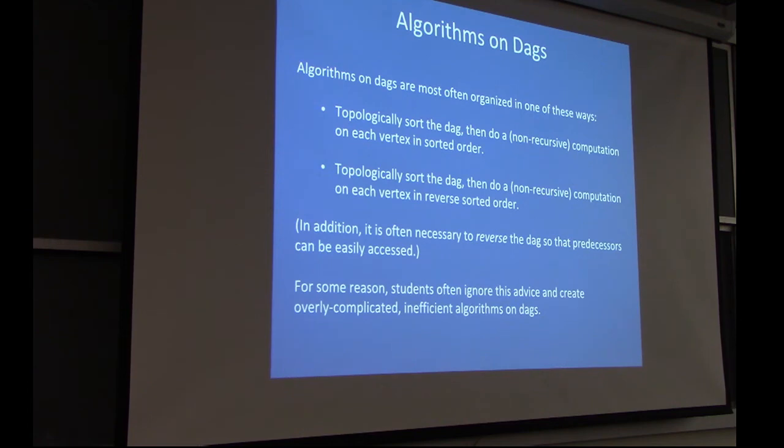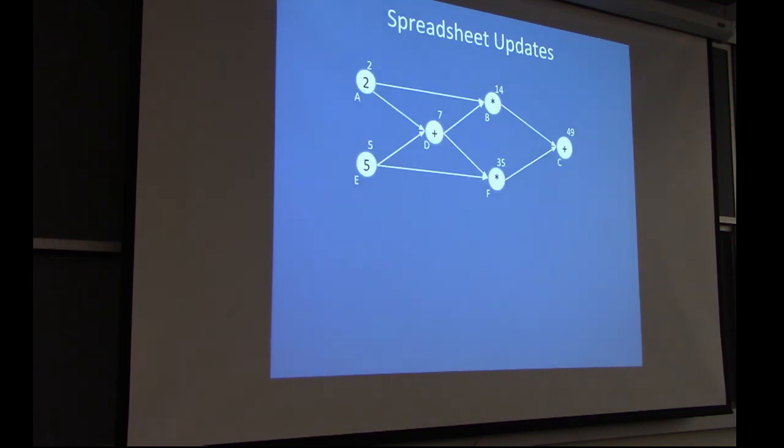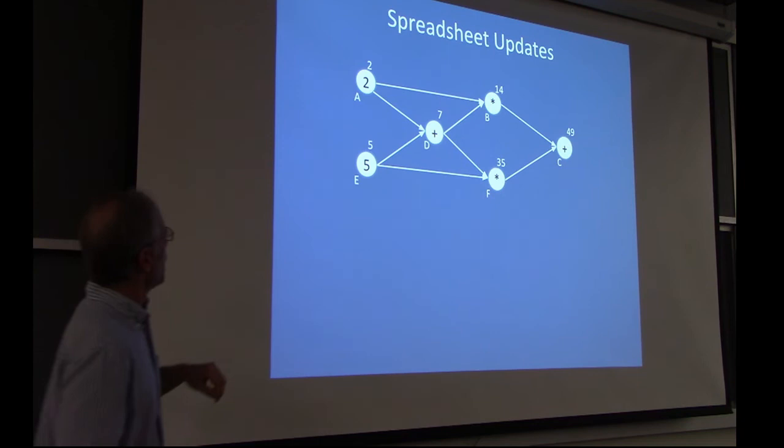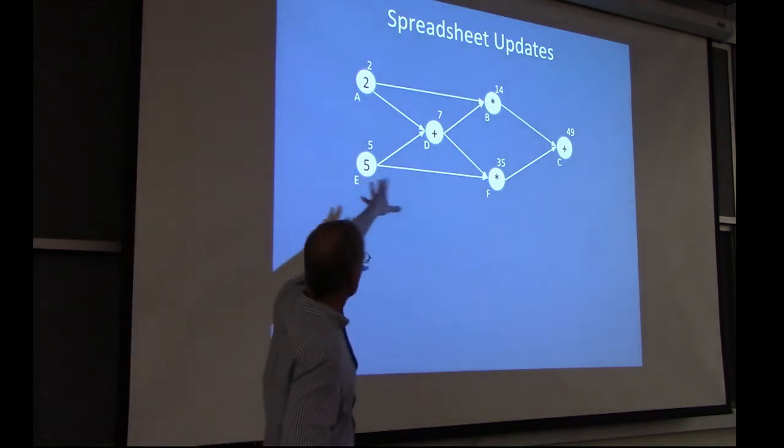Okay? Let me show you some examples. We said we could represent a spreadsheet as a DAG. So let's consider this. I have a spreadsheet with 6 cells, which I've labeled A, B, C, D, E, and F.